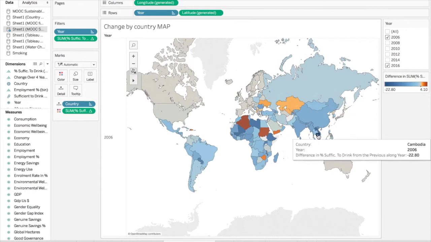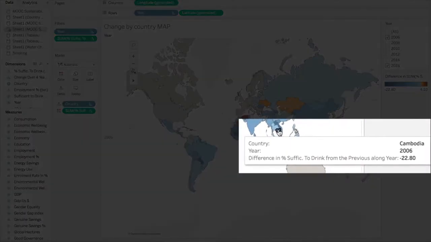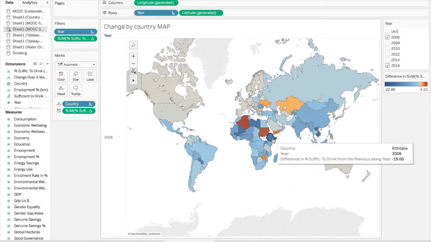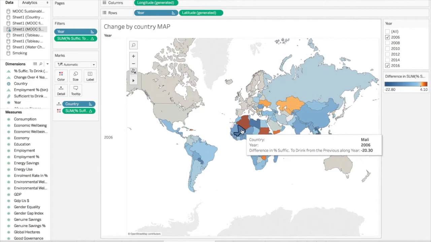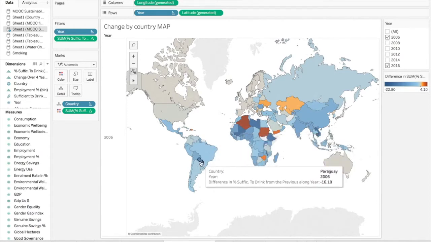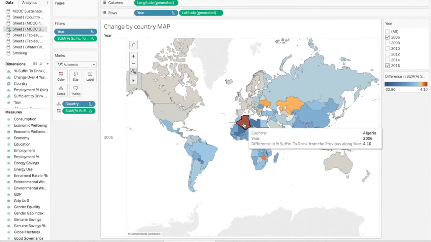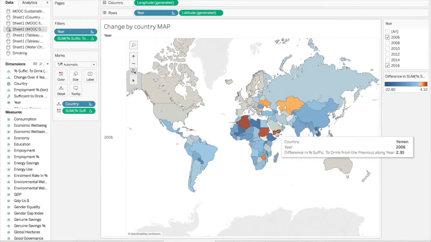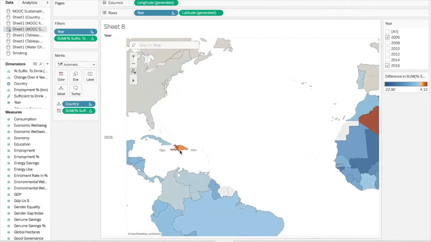So from our calculations, we found that Cambodia here has had the biggest increase in the world in terms of percentage of people in the last 10 years who have gained access to sufficient water. Other countries with big increases are Ethiopia, Libya, Mali, and Paraguay, for example. And then the orange countries are countries that have lost percentages of the population that have access to sufficient water. Algeria, Sudan, Yemen, and also this little island, Haiti.